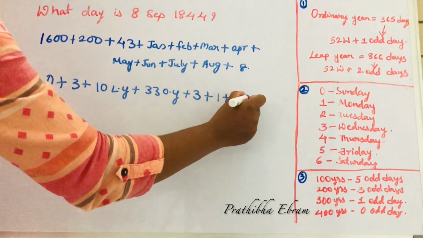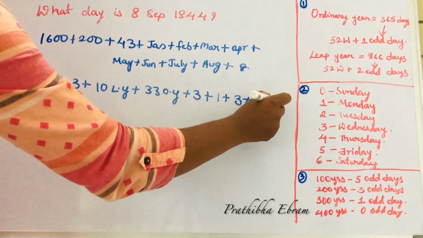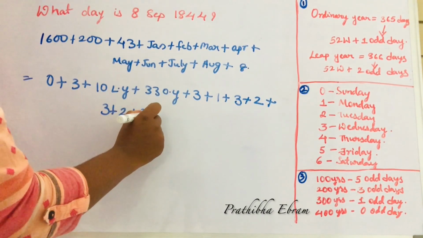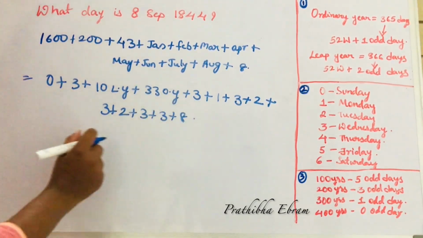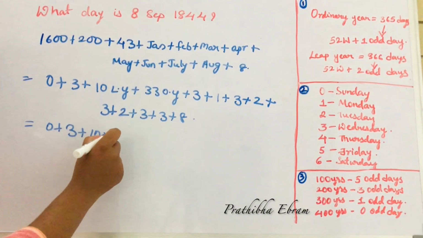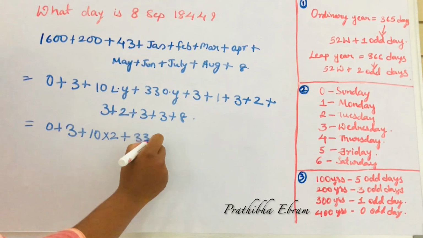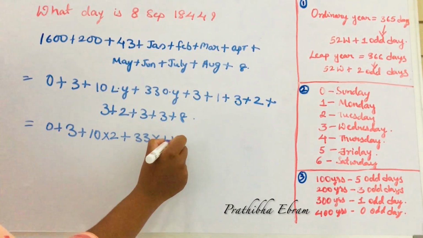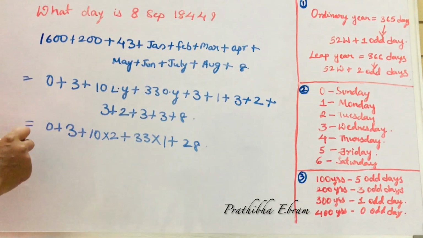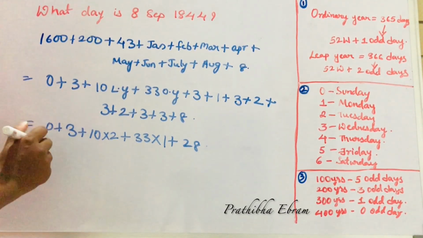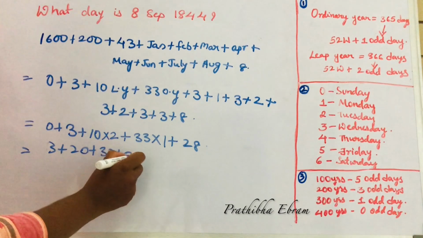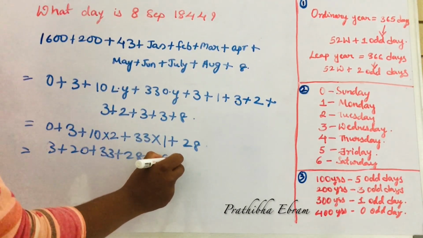Plus in March you have 3, April 2, May 3, June 2, July 3, August 3, and in September you have 8 days. Okay. Now 0 plus 3 plus 10. Now in leap years you have 2, plus 33 into 1, since in ordinary years you have one odd day, plus. Now if you add all this, you will get 28 days, right? Now 3 plus 20 plus 33 plus 28. If you add all this, you will get 84 days.